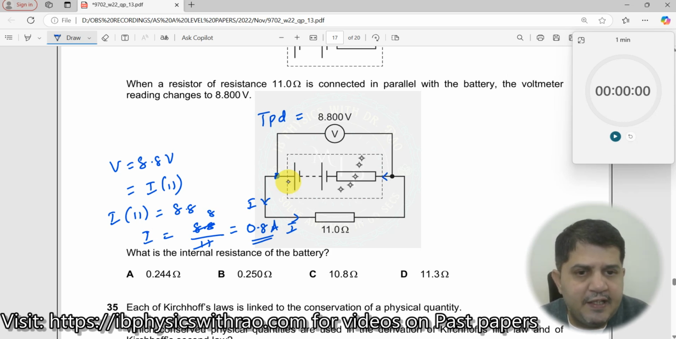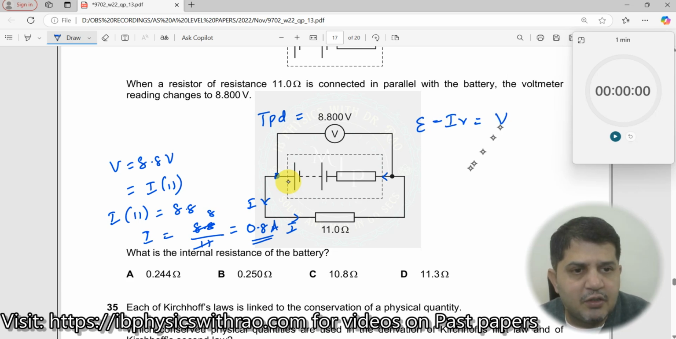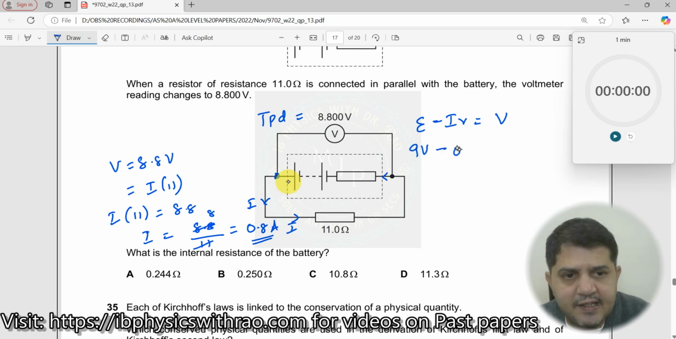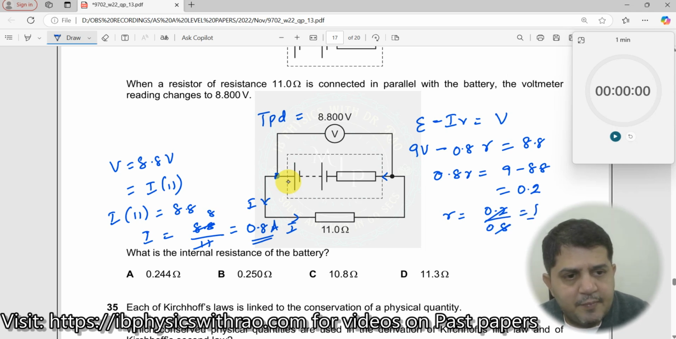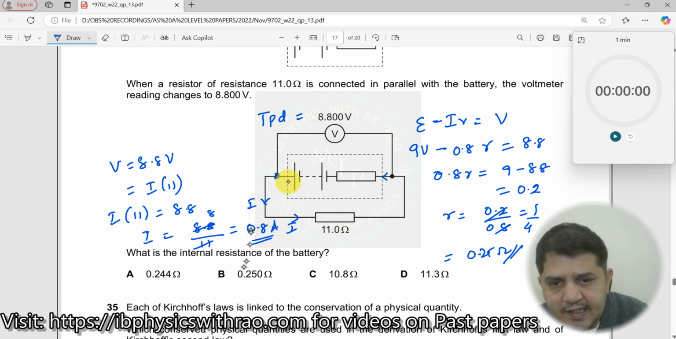If I take the TPD in this region, I can write E minus I into R is equal to V. What is E here? E is 9 volt, which we have already seen, minus I, which is 0.8, into R is equal to 8.8. Now, 0.8 R is equal to 9 minus 8.8, which is equal to 0.2. R should be equal to 0.2 divided by 0.8. It should be 1 by 4, which is nothing but 0.25 ohms. This is the right answer. B is the right answer.